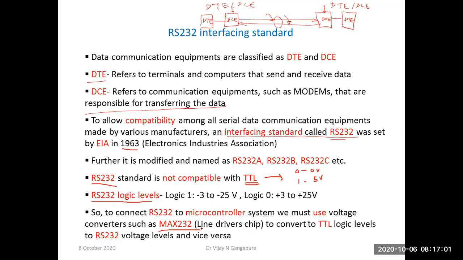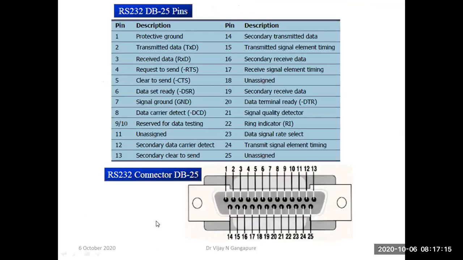So that is the job of this MAX232 line driver, or voltage converter, used to interface a microcontroller with an RS232 port. For example, every personal computer system has an RS232 port, that is the COM port. It could be available as a DB25 connector on your PC, or a DB9 connector. DB25 means 25 pins are there.